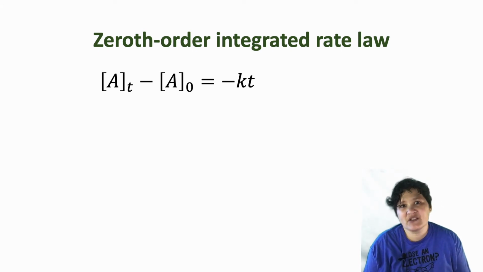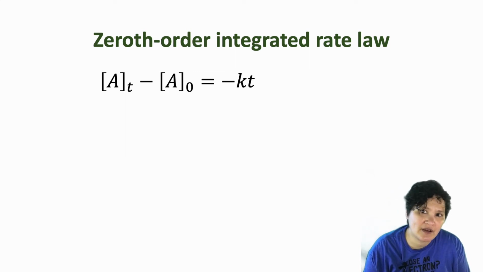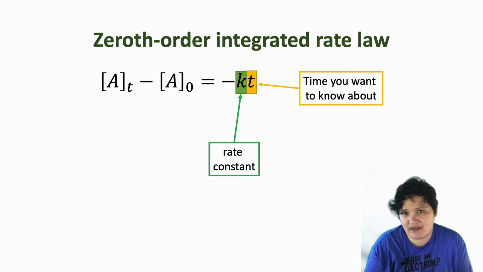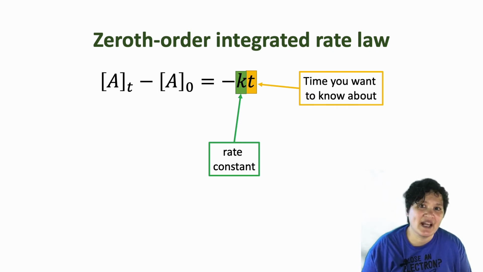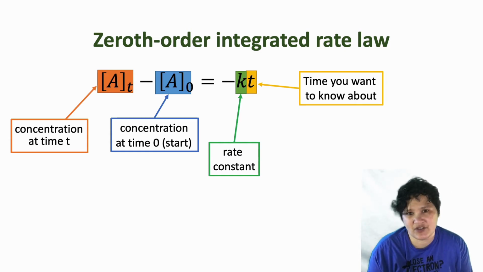All right, let's switch gears and talk about zeroth-order kinetics and the integrated rate law that goes along with them. Again, you'll see some things about this equation that are similar to the previous integrated rate laws and other things that are slightly different. We still have our kt, that's negative kt just like in the first order law. But now, instead of having natural logs or inverses of your concentrations, we just have your concentrations.